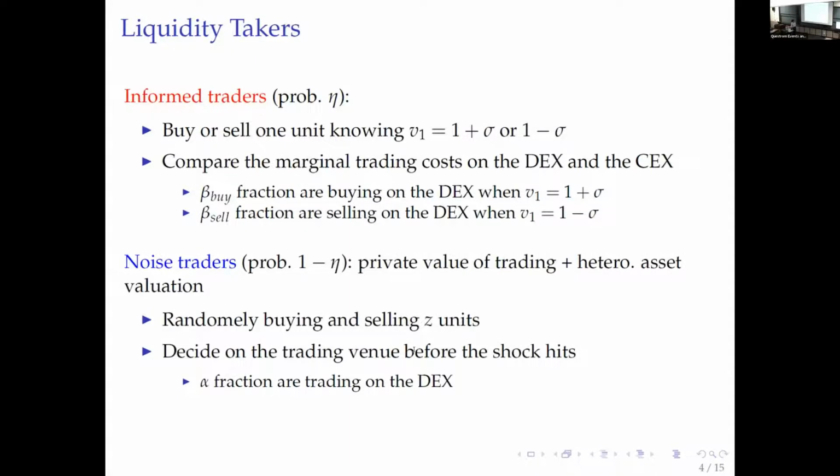Noise traders, as I said, are just random guys, randomly buying and selling with the same probability, and they are trading some exogenous Z units of the asset. And here we assume that those noise traders are unsophisticated, small, like retail investors, like you and me. Okay, so maintaining multiple trading accounts on both exchange platforms is costly. So we assume that they're going to decide on their trading platform before they enter the market. And here, an alpha fraction will be trading on the decentralized exchange. But this last point can be relaxed, and we get the same numerical result.